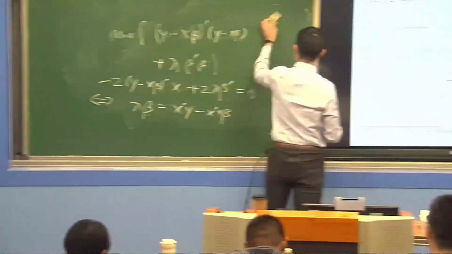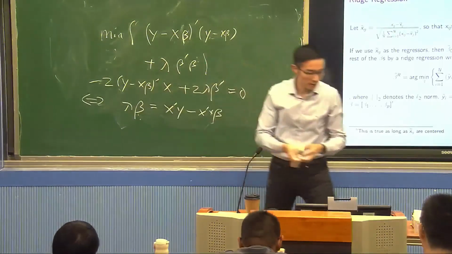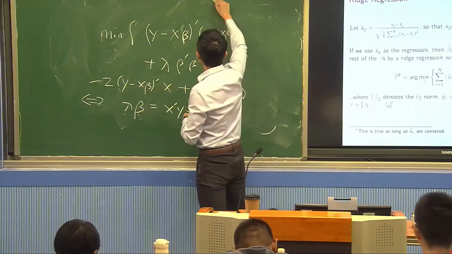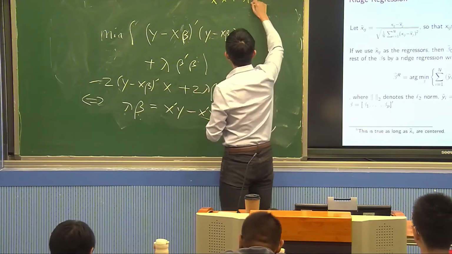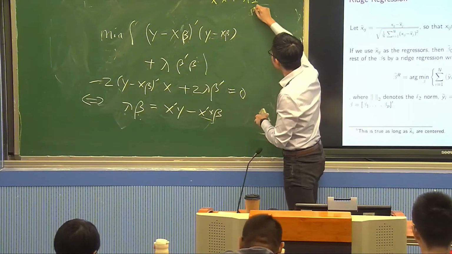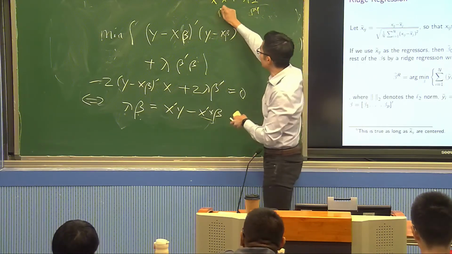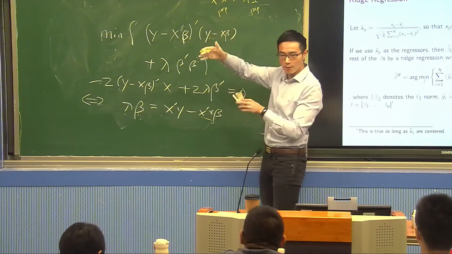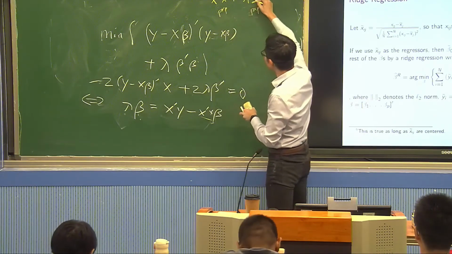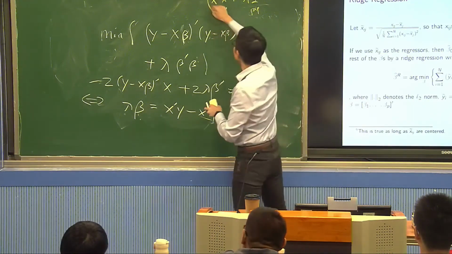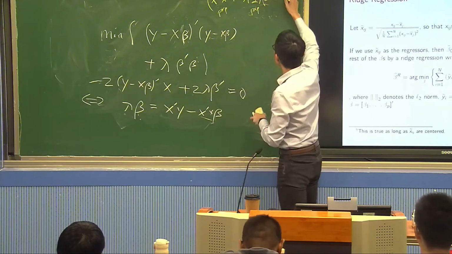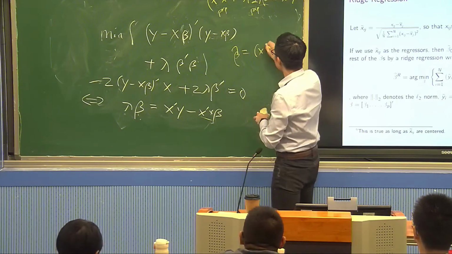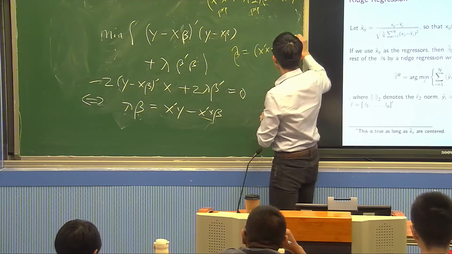Running out of boards, but if we move this x prime x over to here, then we get our answer. We have x prime x plus lambda I, where this I is a p times p identity matrix, because x is n times p, so x prime x is p times p. Lambda should be times the identity matrix, p times p. This times beta is equal to x prime y. So in the end, our beta hat is simply x prime x plus lambda I, inverse, times x prime y.